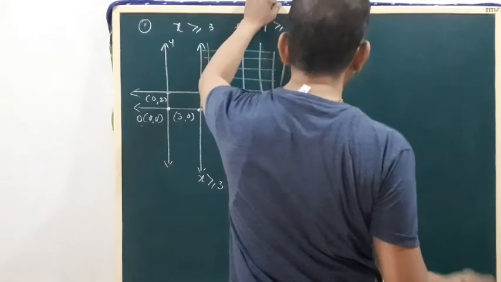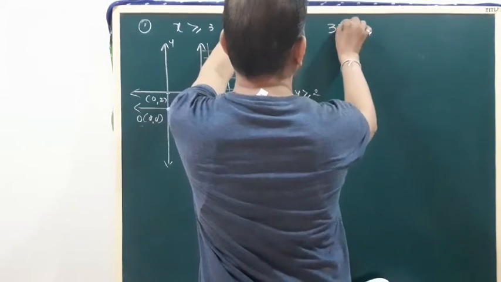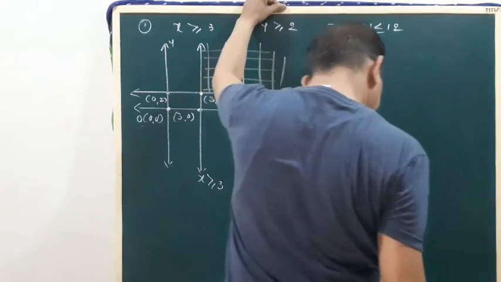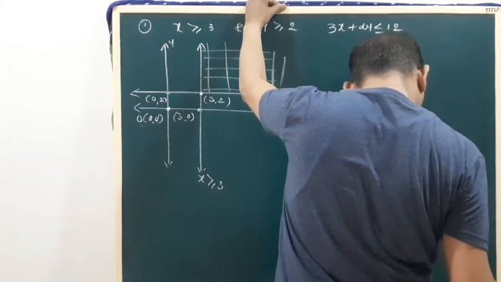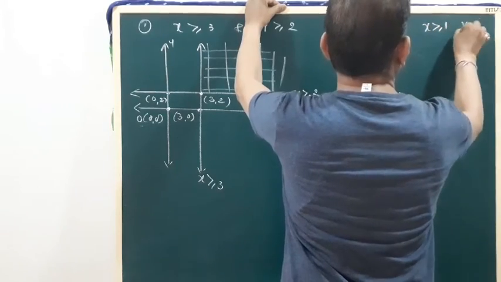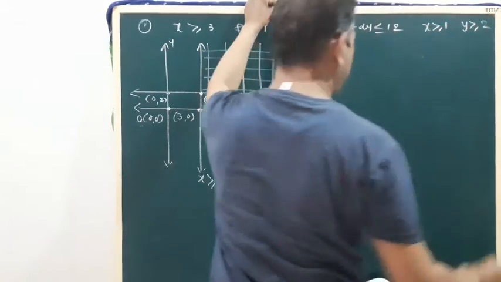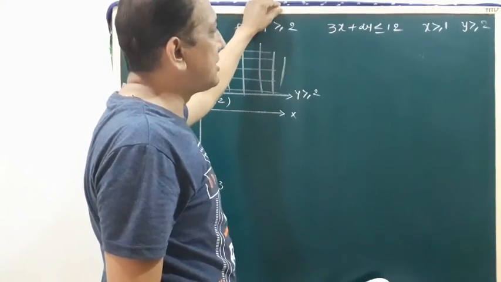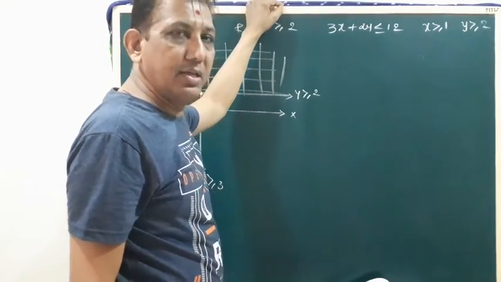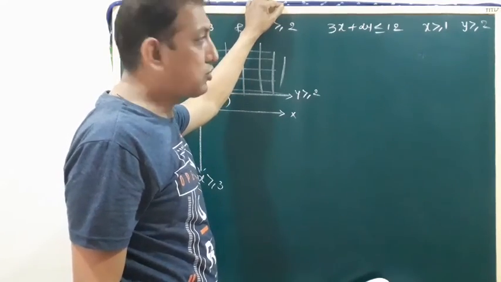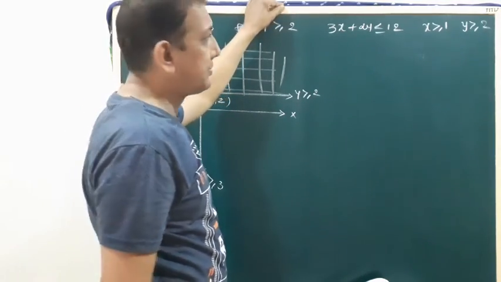3x plus 2y less than or equal to 12, x is greater than or equal to 1, and y is greater than or equal to 2. Total 3 lines. 3x plus 2y less than or equal to 12, x is greater than or equal to 1. All are dark lines because all the equations are given with an equal to sign.